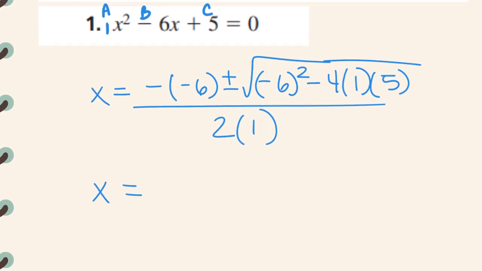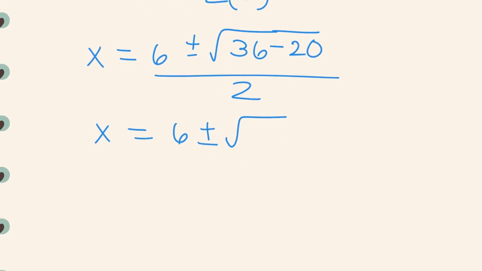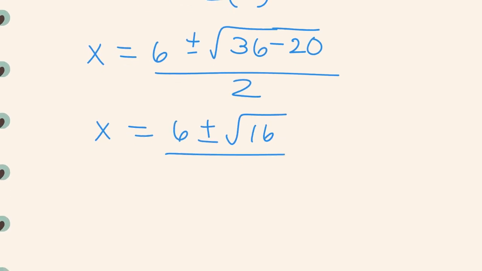x equals negative and negative gives me positive 6 plus or minus the square root of 36 minus 4 times 1, which is 4, and 4 times 5 gives me 20, over 2. x equals 6 plus or minus the square root of 36 minus 20, which gives me 16, over 2. I know the square root of 16 is 4. So x equals 6 plus or minus 4 over 2.